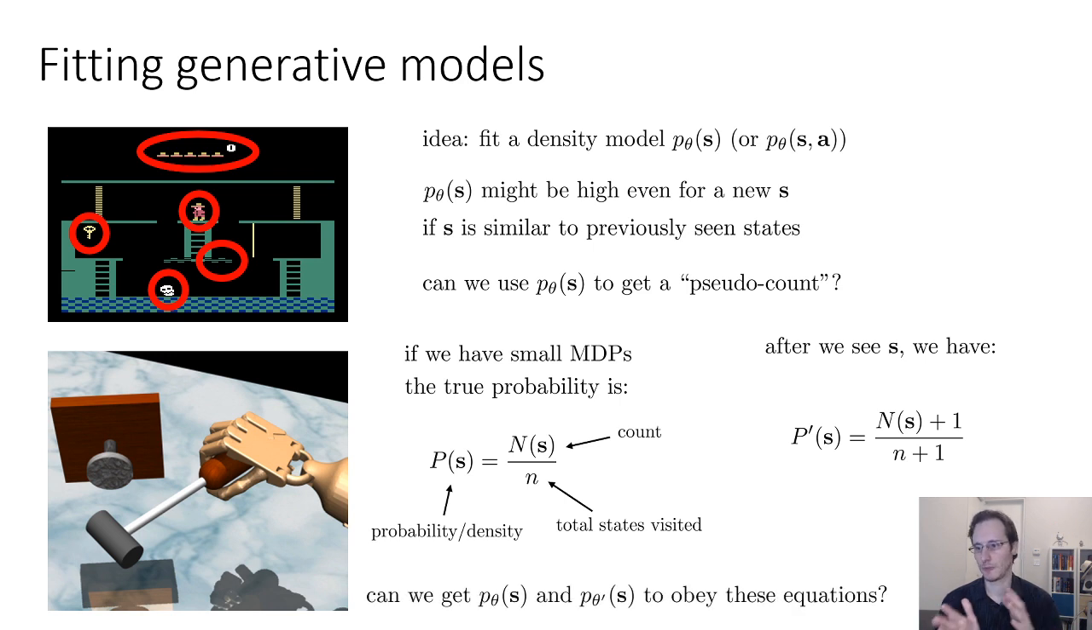So here's the question. Can you get p theta of s and p theta prime of s to obey these equations? So instead of keeping track of counts, we keep track of p of s's, but we will update theta when we see s to get a new theta prime, meaning we'll update our density model, we'll change its parameters. So can we look at how p theta of s and p theta prime of s have changed and recover something that also obeys these equations, that essentially looks like a count? It's not a count, but it looks like a count and it acts like a count, so it could be used as a count.